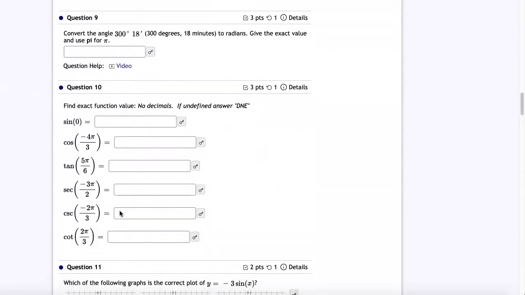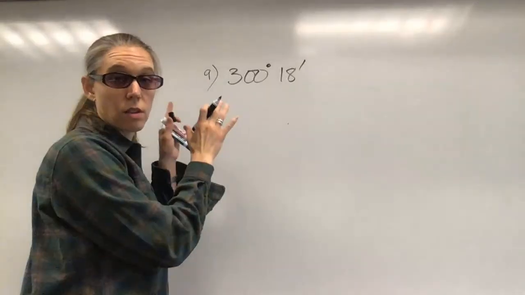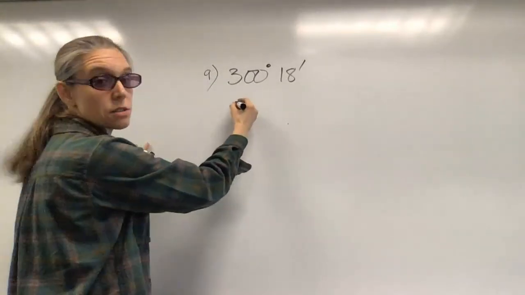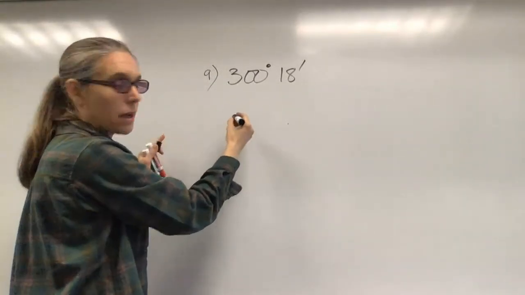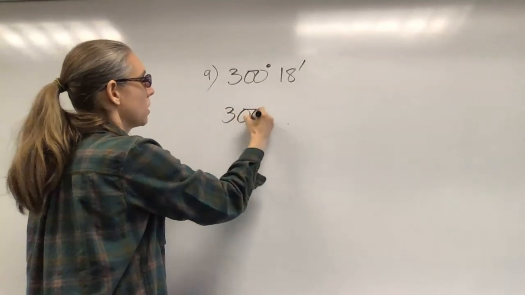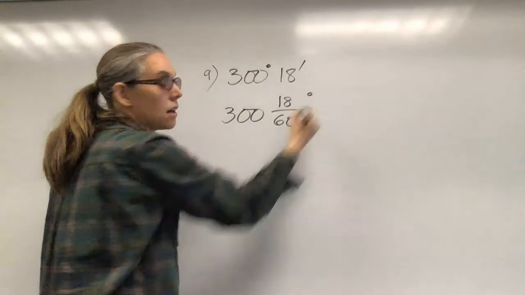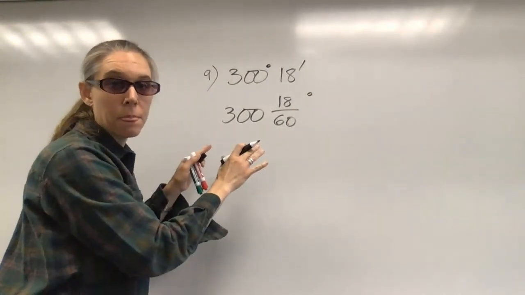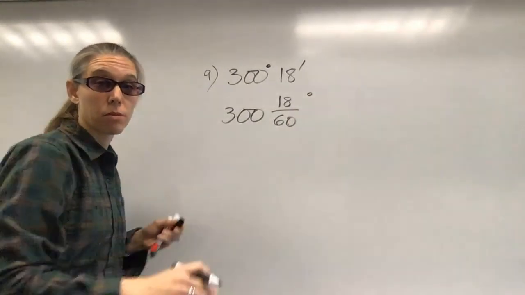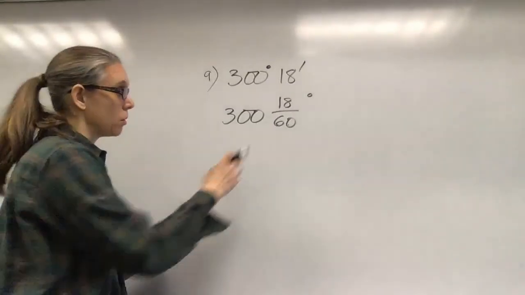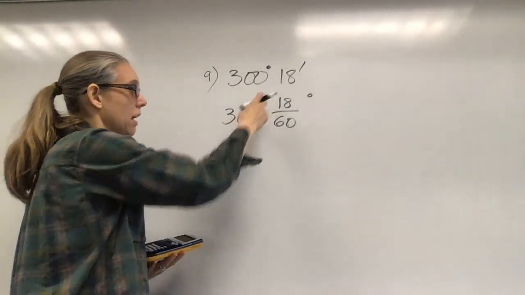Question 9, convert 300 degrees 18 minutes to radians. Okay, so the way we convert this to radians is first we want to think of this as a mixed number. So this is 300 and 18/60ths of a degree as a mixed number. Now we're going to turn it into an improper fraction, and to do that we multiply 60 times 300 and add 18.